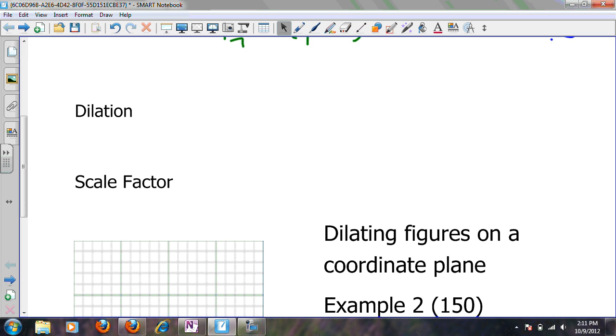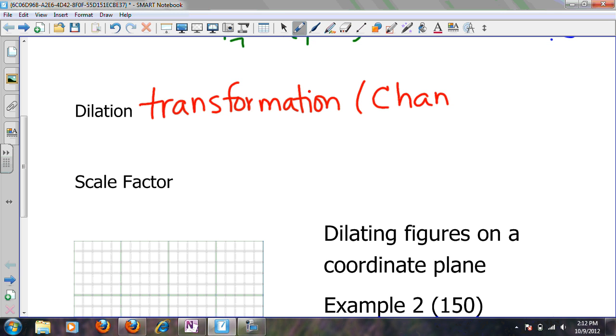We're going to talk about a dilation first. A dilation is a transformation. If you look in your textbook on page 150, it is the yellow term in the middle of the page. The ratio of the dimensions for the new figure, when we do a dilation, a transformation, it's going to change the size of an image.